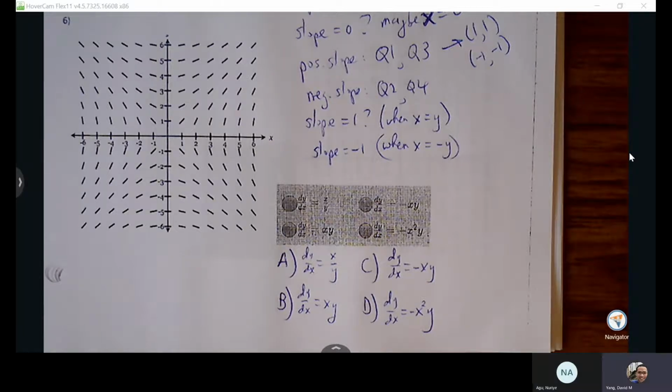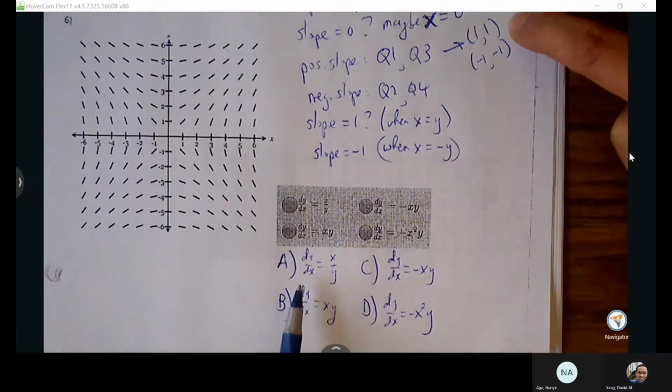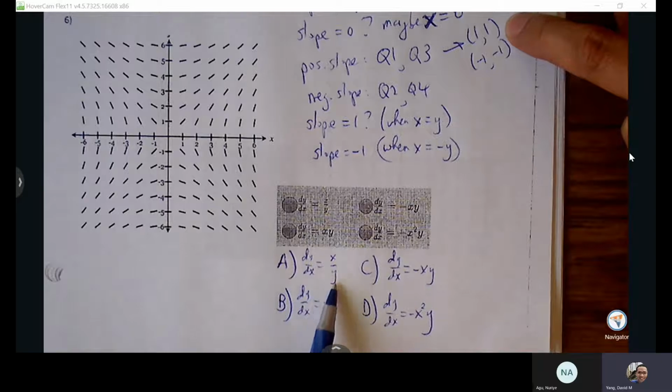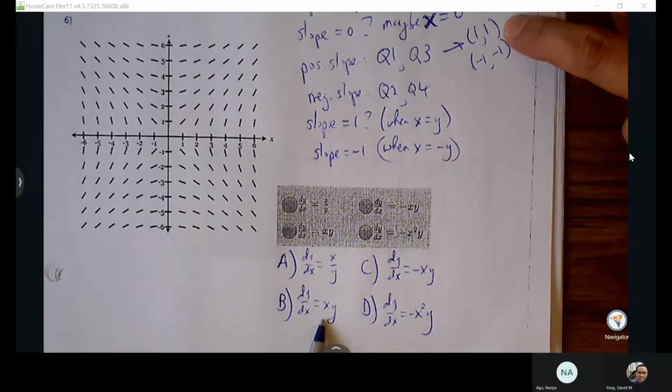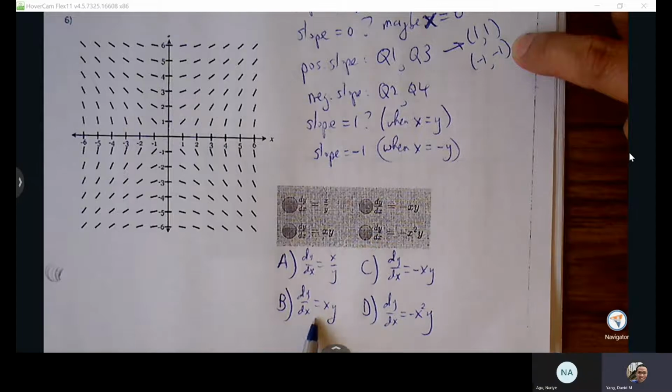Okay, let's test them out here. If I do 1, 1 into A, is that positive? Yeah. Okay, how about -1, -1? Positive. Okay, so we keep going. B? Positive. Uh-huh. And positive. Okay, so we keep going, right? Those pass the test.